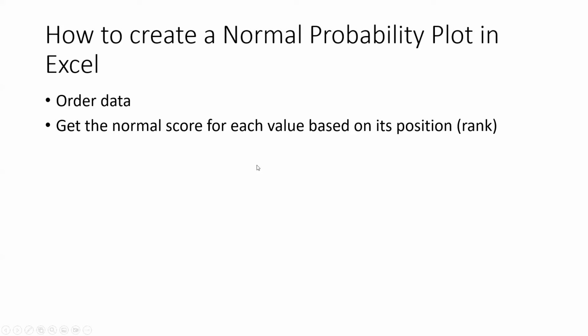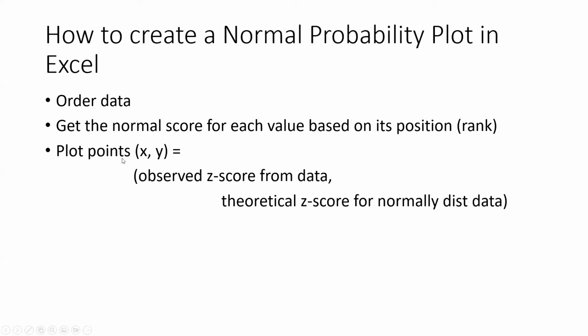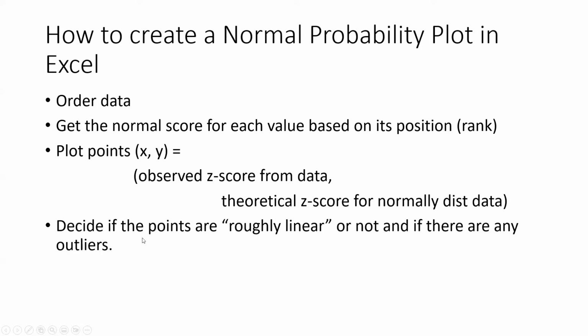So we will be referring to that. Then we are going to plot the points x, y, and the x coordinate is the observed z-score from the data, and the y coordinate is the theoretical z-score for normally distributed data. So the idea is, how do these compare? And then we're going to decide if the points are roughly linear or not, and if there are any outliers.